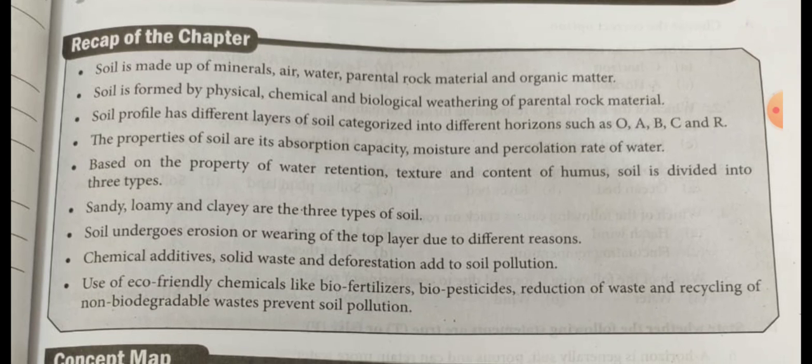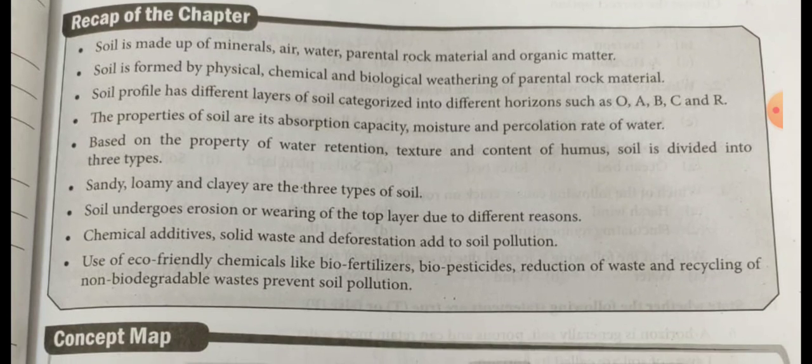Soil profile has different layers of soil categorized into different horizons such as O, A, B, C and R. Next, the properties of soil: its absorption capacity, moisture, percolation rate of water. Then, based on the property of water retention, texture and content of humus, soil is divided into three types. What are the three types of soil? Do you remember, students? Sandy soil, loamy soil, clay soil are the three types of soil.